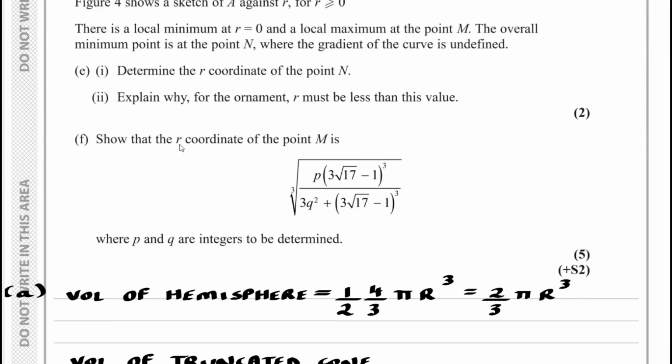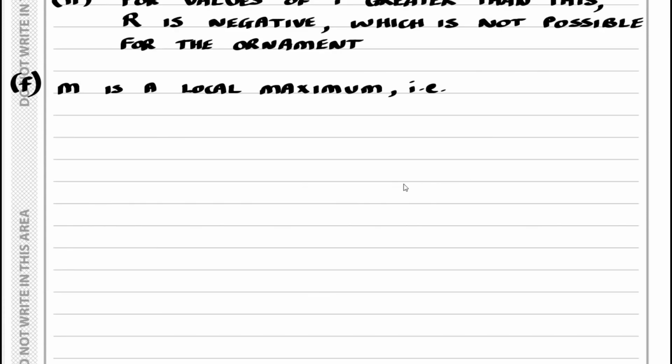Part F, show that the r coordinate of the point M is the cube root of p multiplied by (3 root 17 subtract 1) cubed over 3q squared plus (3 root 17 subtract 1) cubed, where p and q are integers to be determined. For part F, M is a local maximum. In other words, we need to set dA over dr equal to 0. So we have 2 multiplied by (3 root 17 subtract 1) pi r subtract 84 pi r squared over r equals 0.